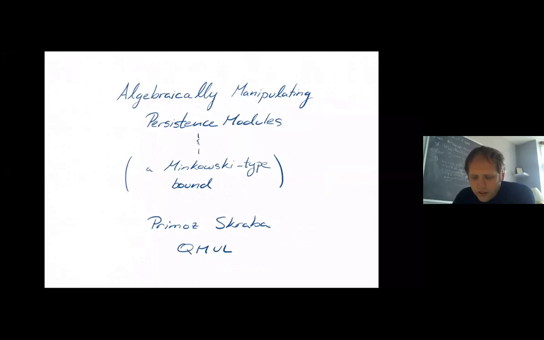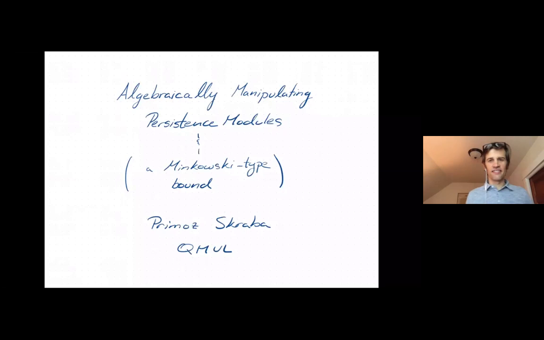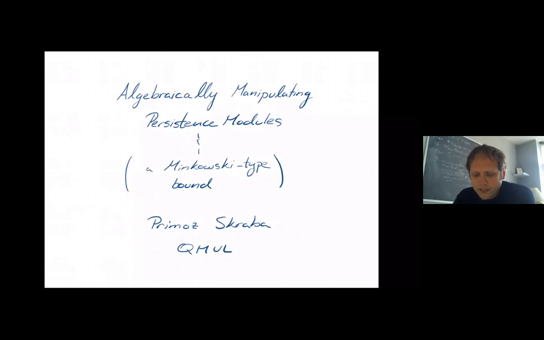So originally the thought behind this presentation was really not to give new results, but just to overview existing ways to think about persistence modules and manipulate them, mostly because I've realized that some of the results now are older than I would care to admit, because that says something about how old I am.